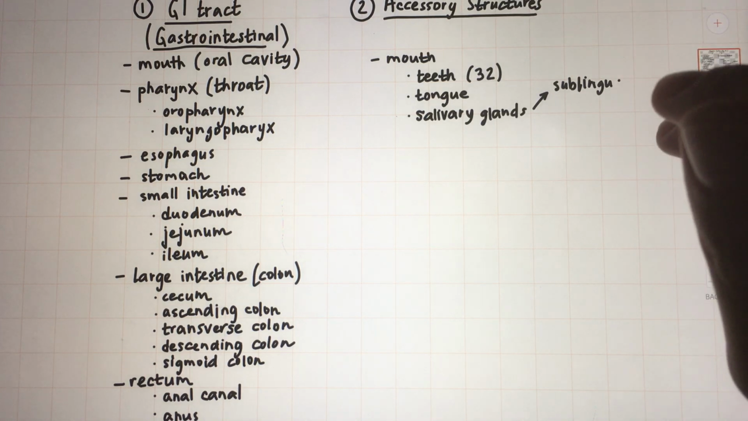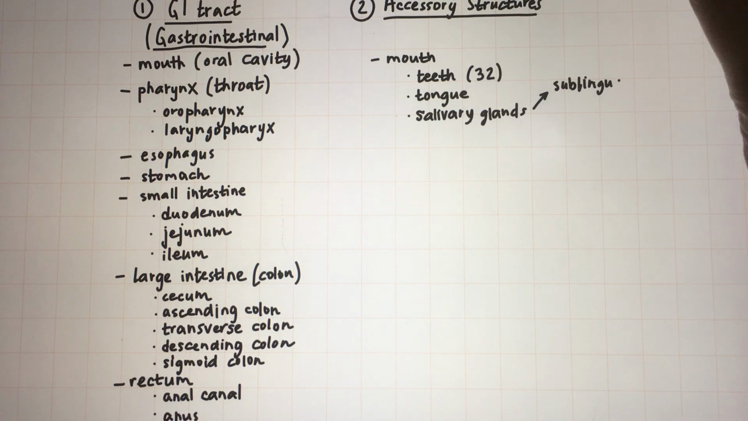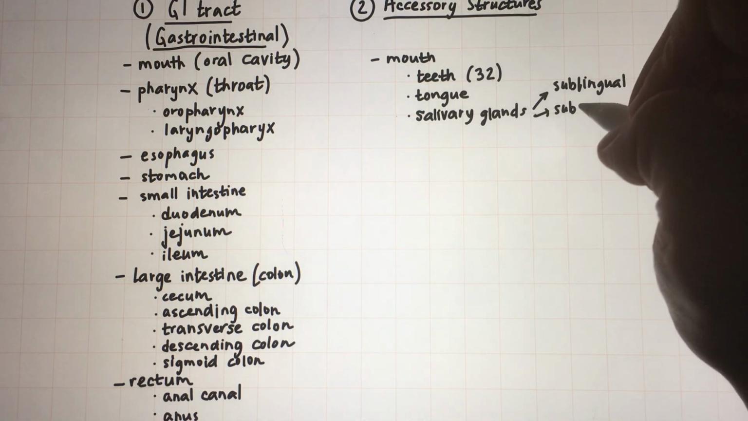The next set of salivary glands is called the submandibular glands. That means under the jaw.